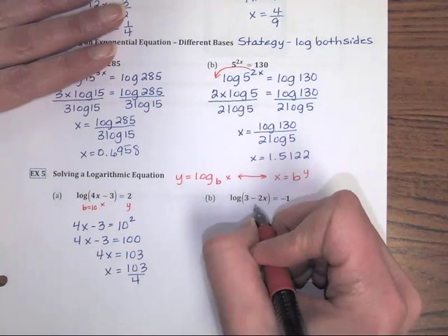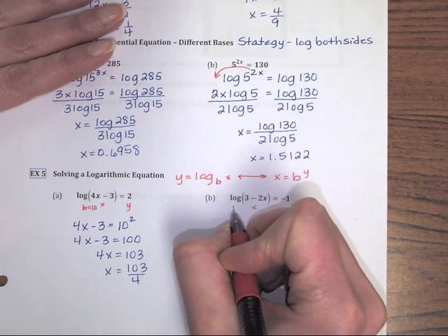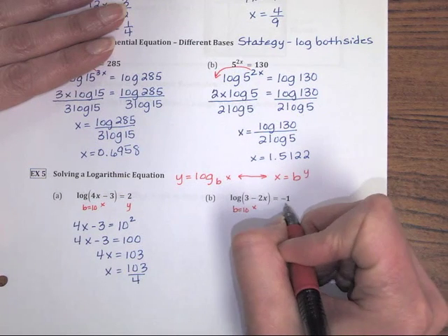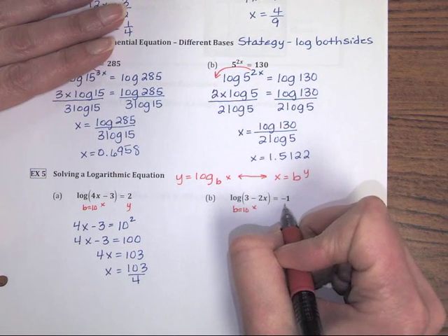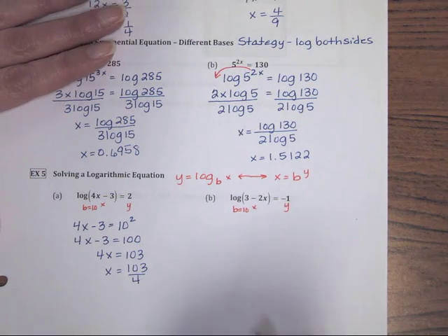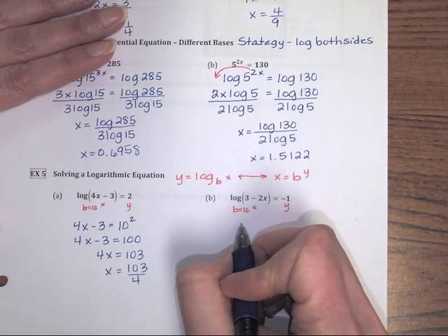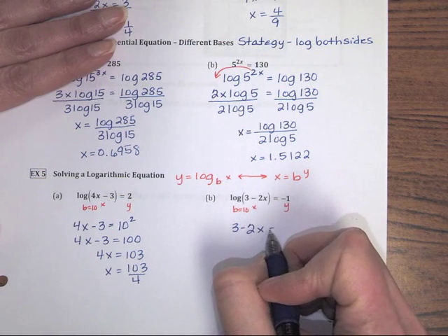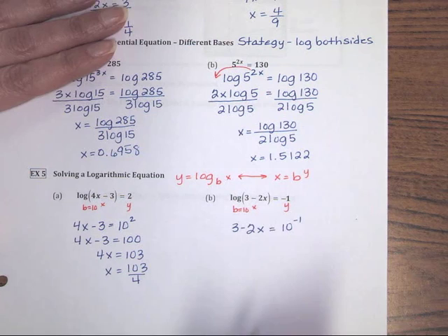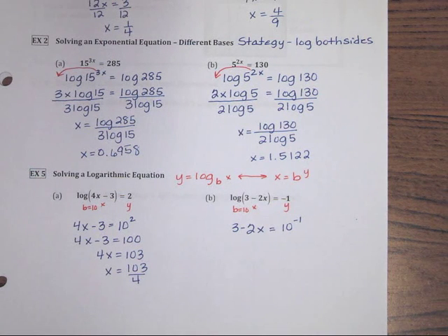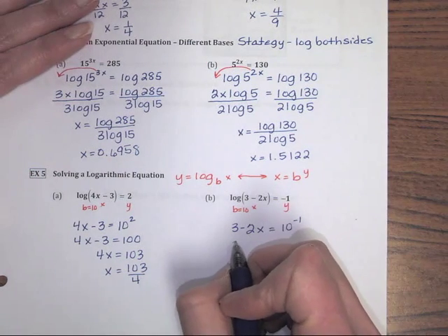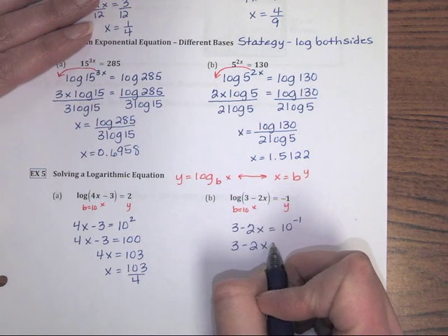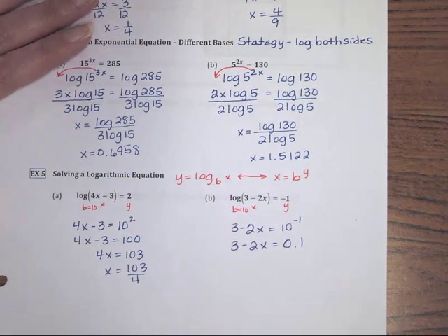Label everything. So this right here is your x. Your b happens to equal 10. This right here is your y. And when we rewrite it, we're going to have 3 minus 2x equals 10 to the negative 1 power. And 10 to the negative 1 power is 1/10. So you can do this either as a fraction or as a decimal. So 3 minus 2x, I'm going to do it as a decimal, 0.1.